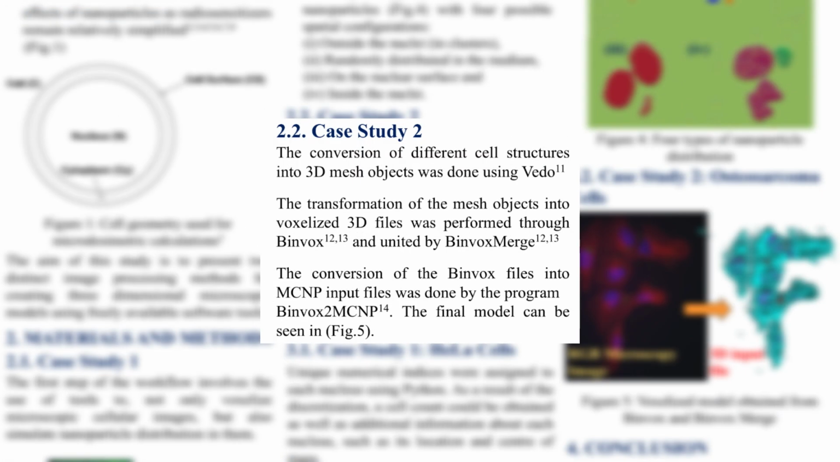For case study 2, we have used osteosarcoma cells instead. They are fluorescence microscopy images, so we can see here they are comprised of a red channel, a blue channel, and a green channel. We wanted to voxelize them and make models out of them, but separately, we wanted to separate the different structures, so we have voxelized the red channel, blue channel, and green channel individually.